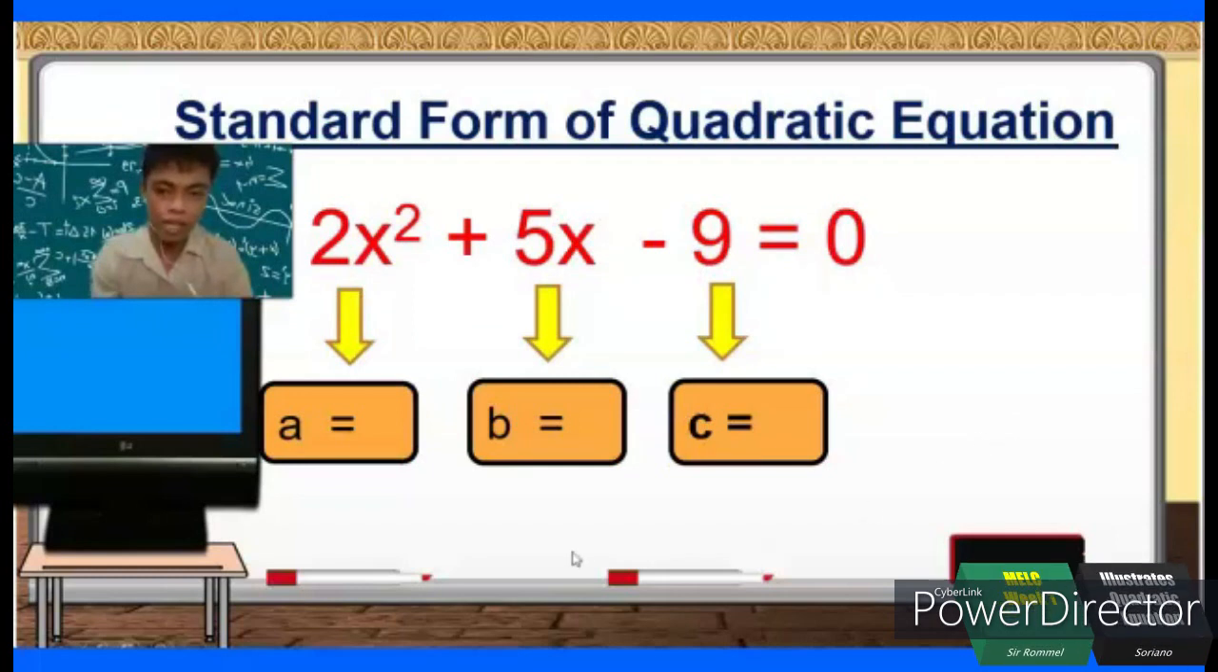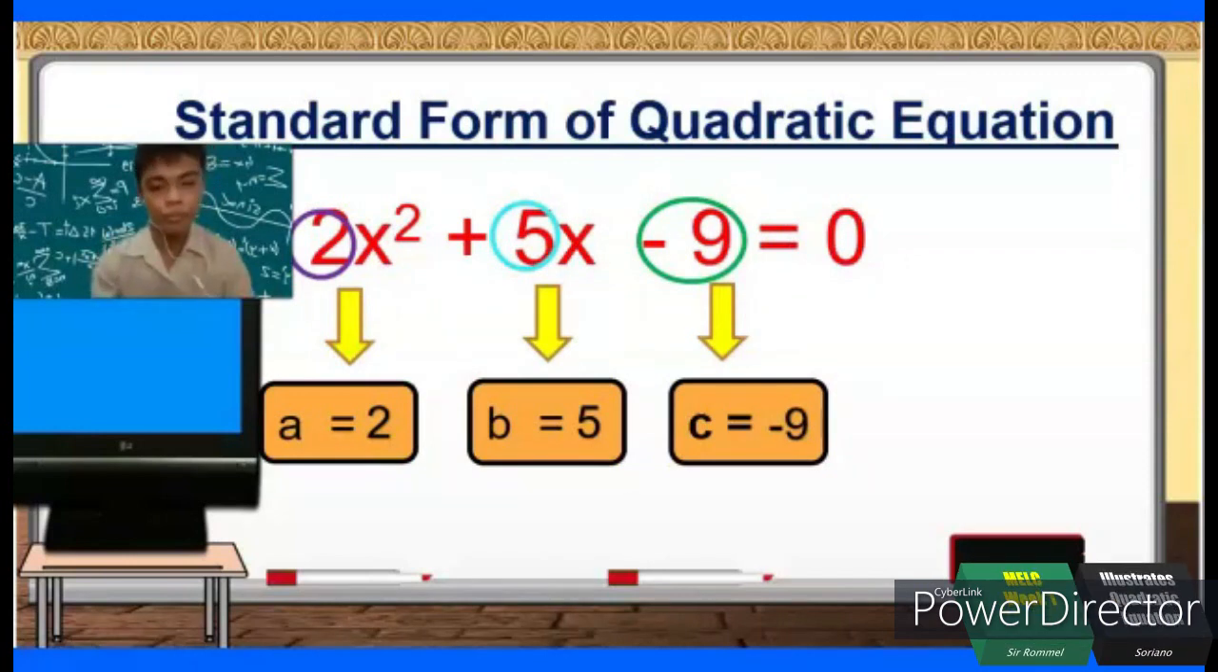Okay, the value of A is 2. Good. The value of B is equal to 5. And the value of C is equal to negative 9. Okay, very good. Okay, next example.